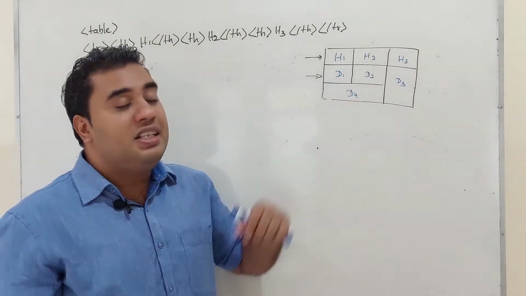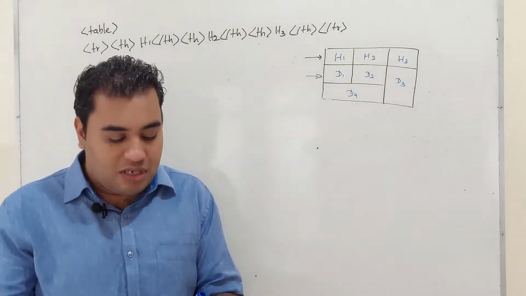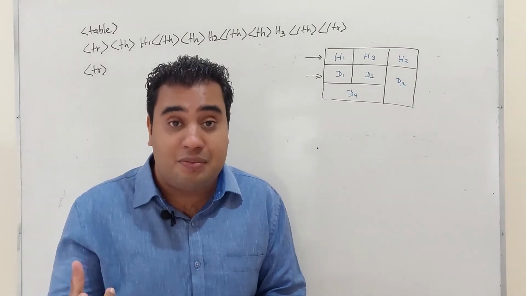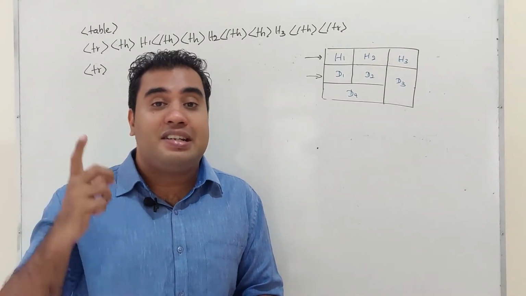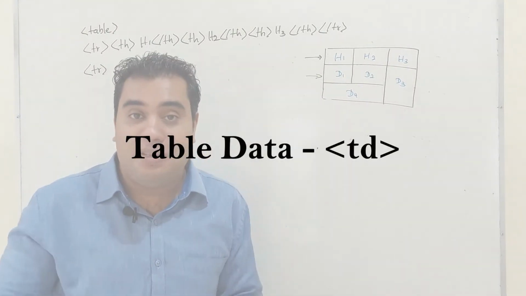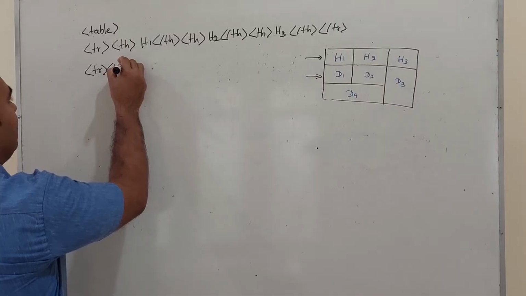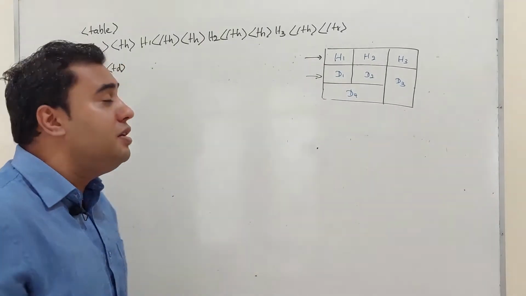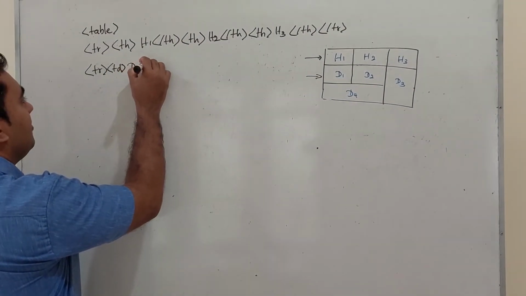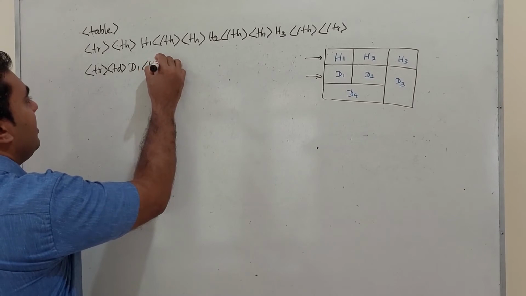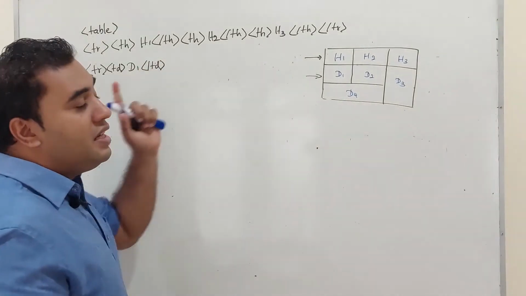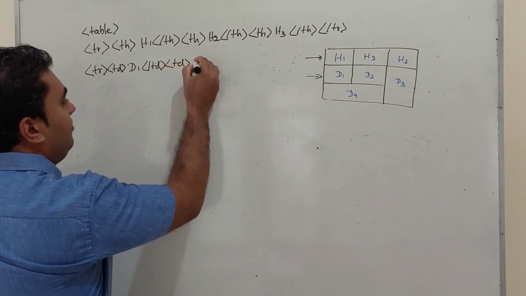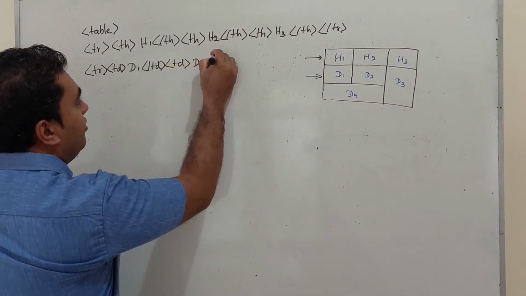So what do we find in the first cell in the second row? It is a data. So to define a data in a table, we use the tag td, table data. And the data we find in that particular cell is d1. We end that td. Again it is at td. The content is d2.